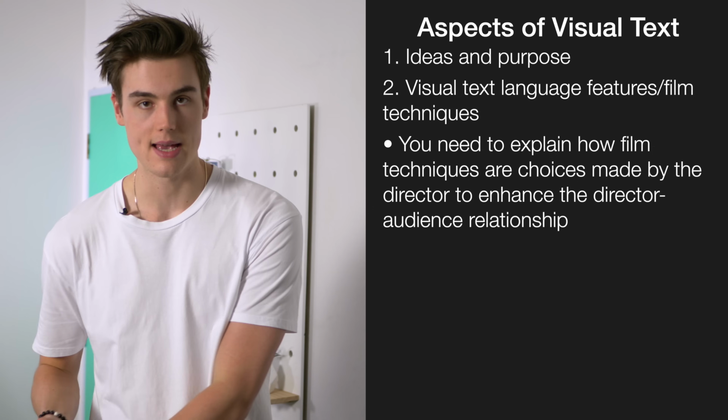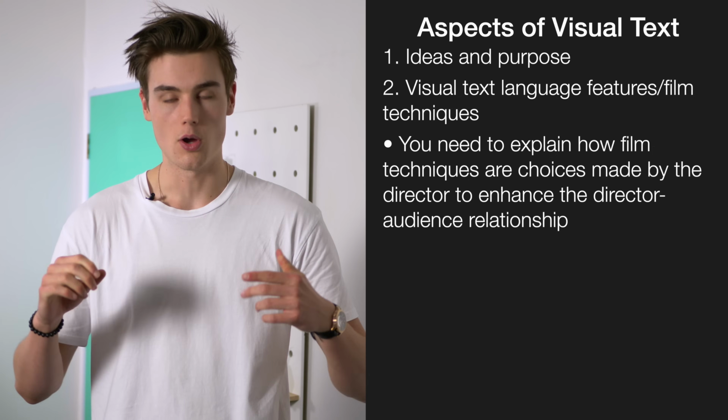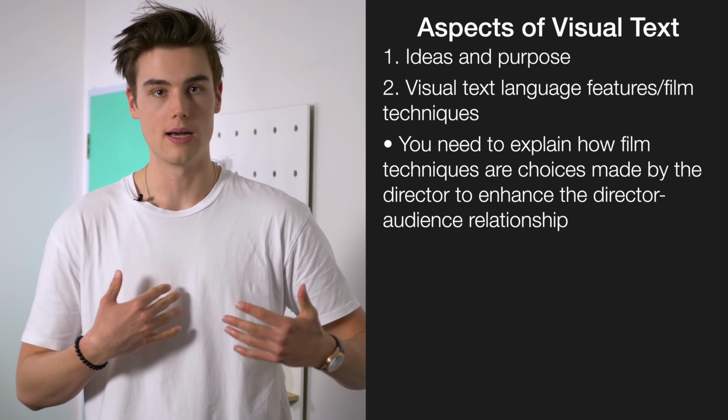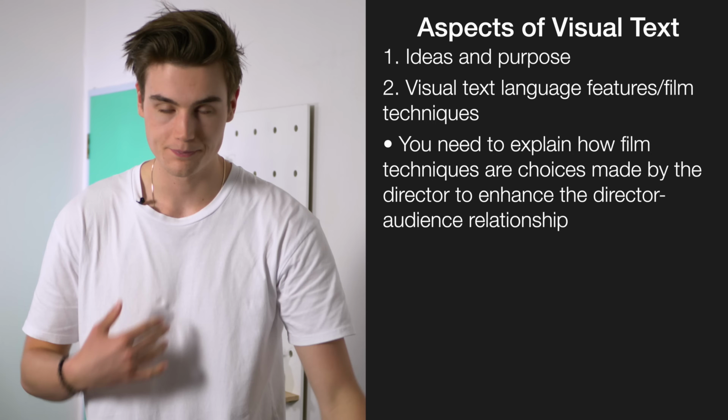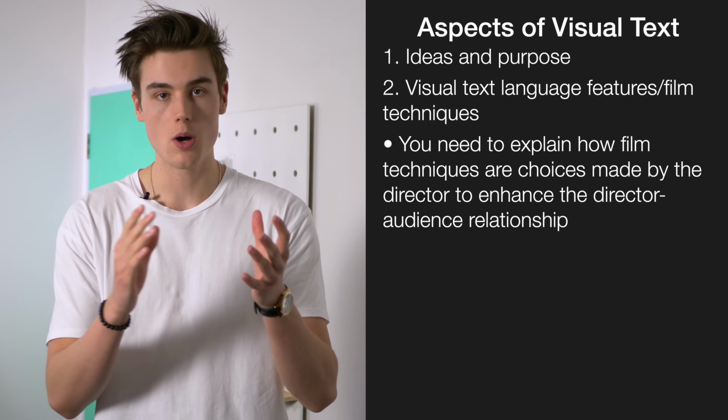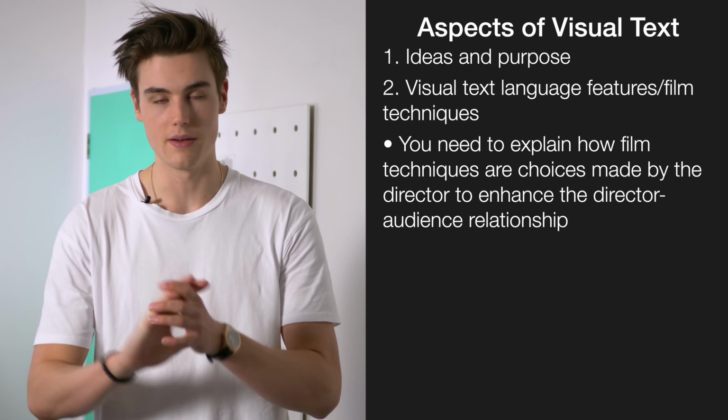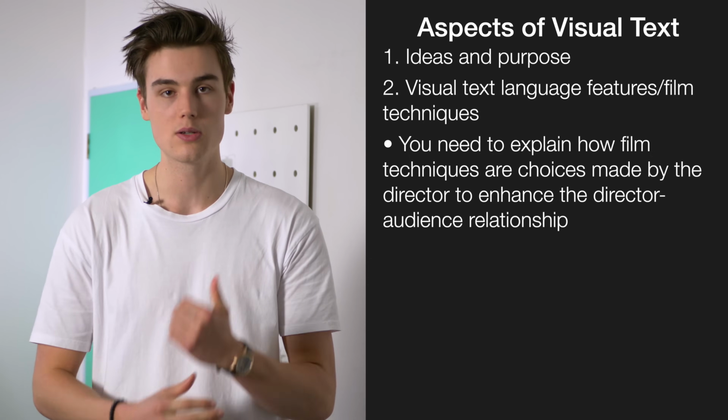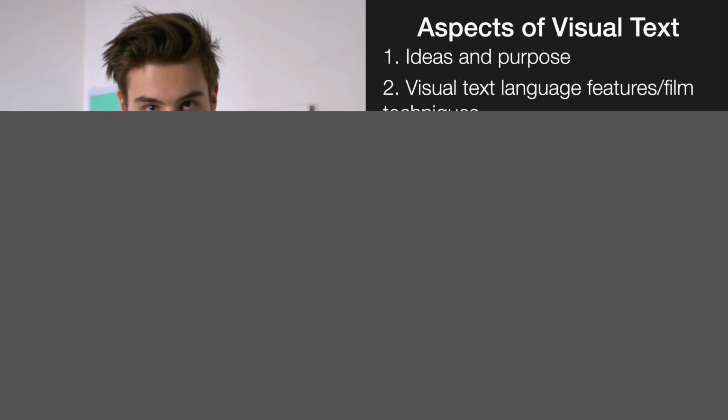You know, what effect has it had on the audience, and how does it improve how the director is conveying his message. So you don't need to go into analyzing the nuances of every technical camera angle, but you do need to always be bringing it back to the director's purpose. So this has been understanding visual text at level 2.